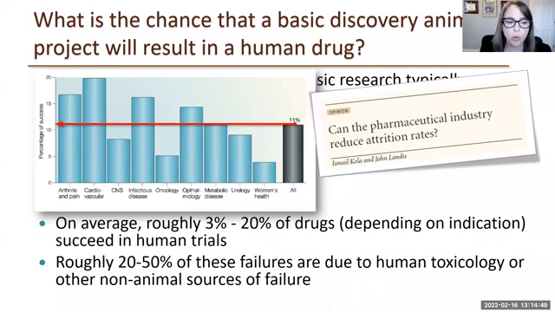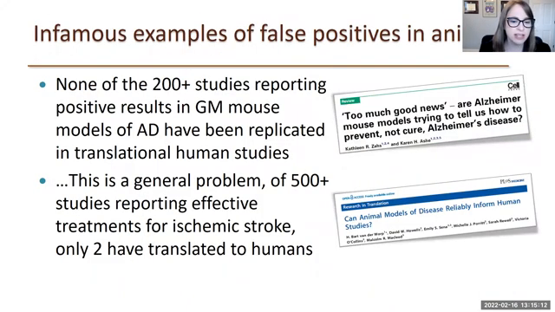Roughly 20 to 50% of these failures are simply due to human toxicology or other non-animal sources of failure. So when you calculate this out, anywhere between 50 to 80% is due to insufficient efficacy. And really, this is an estimation of the lack of translation. So that's pretty scary. Let's take an example here, looking at 2 different areas of research and getting an understanding of how these false positive rates might be happening.